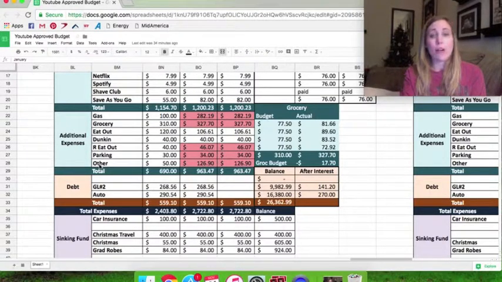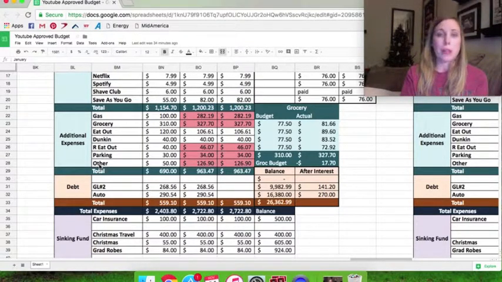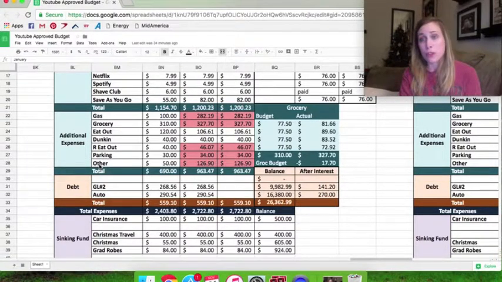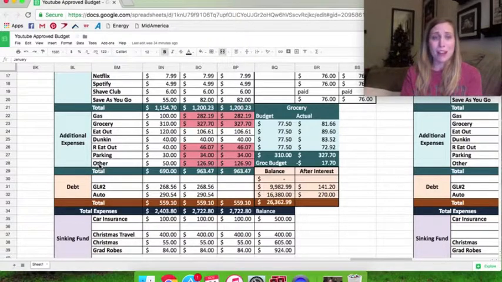Down here, I always budget other. Other are expenses that come up that you don't necessarily budget for or know what category to put them into. Other can be anything from, I have a really bad rash and I need to go get cortisone. I wouldn't necessarily put that on our grocery budget.